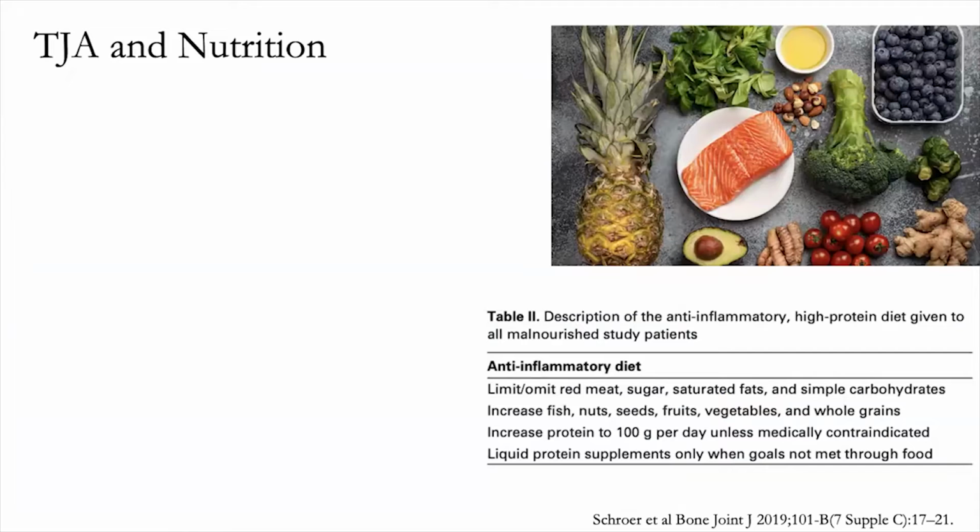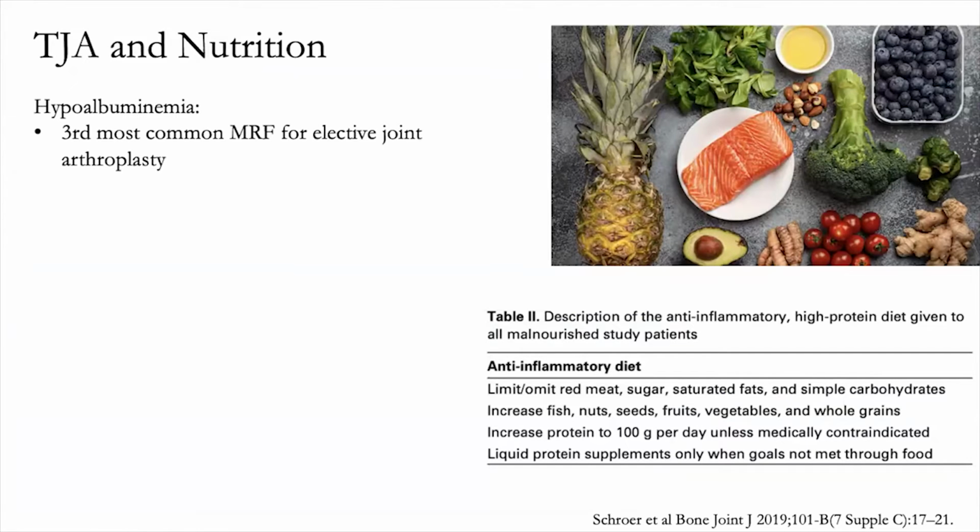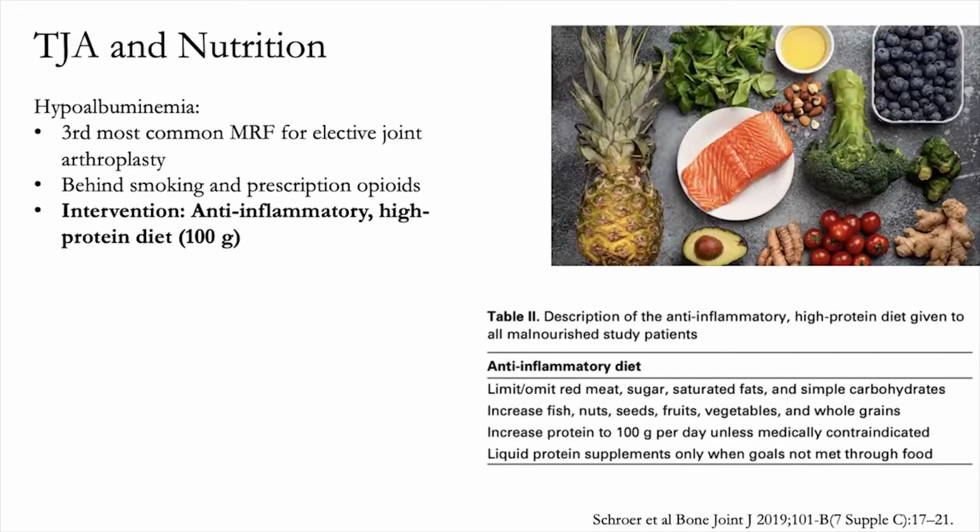Now, looking at the studies for why these recommendations are made and what we can do about it once we know someone is malnourished. In looking at total joint arthroplasty and nutrition, this article comments that hypoalbuminemia is the third most common modifiable risk factor for joint arthroplasty. It really comes in right after, I think, smoking and then using prescription opioids or being dependent on opioids.